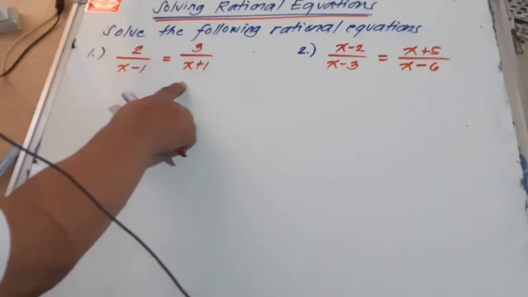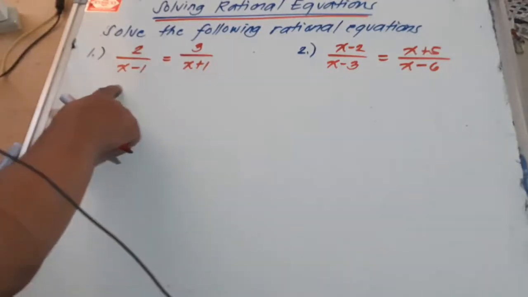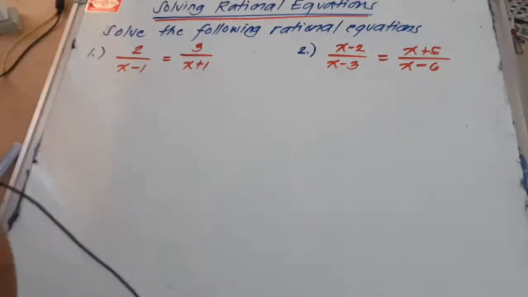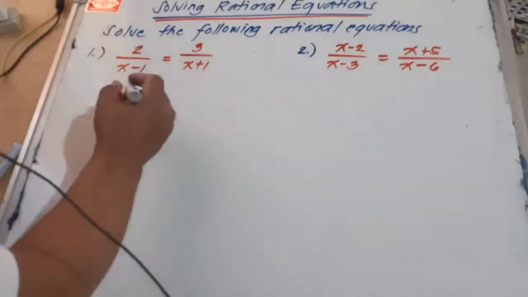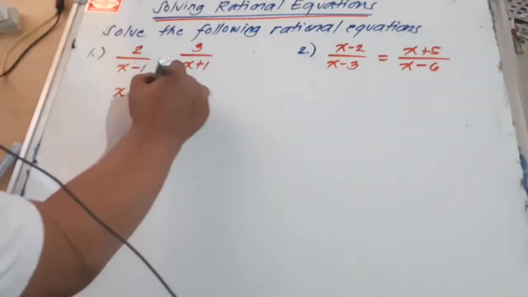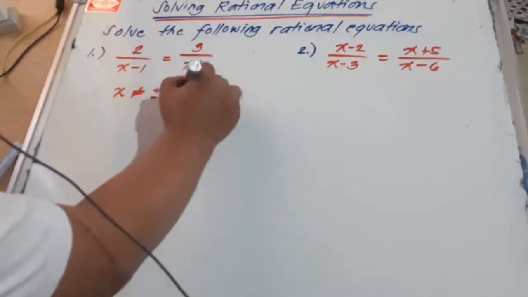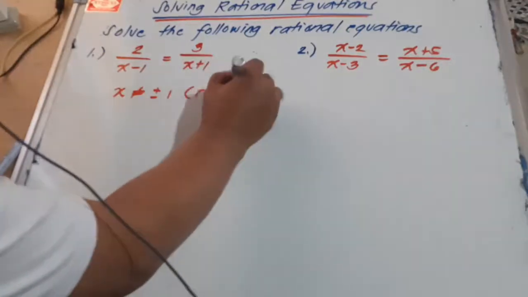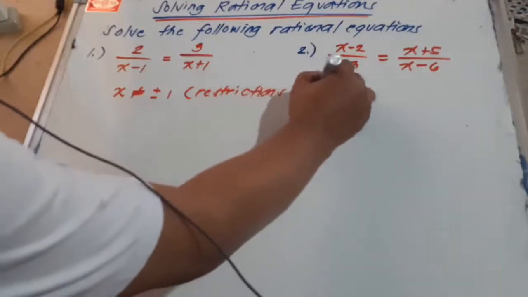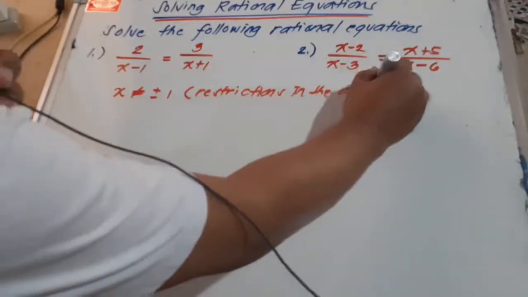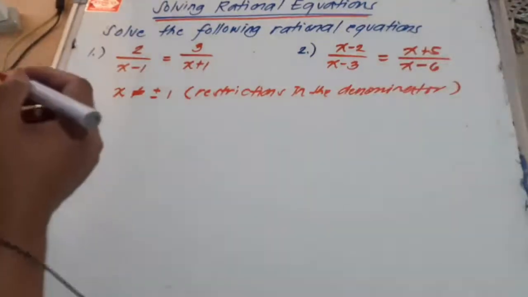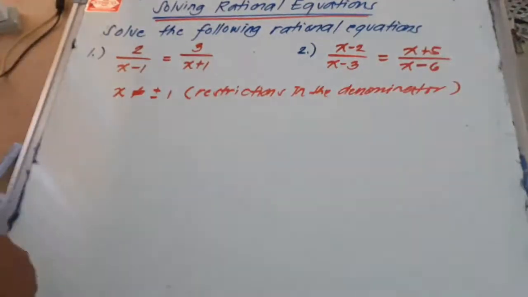Kasi pag nangyari yon, we're going to have a zero denominator dito sa kaliwa and zero denominator doon naman sa kanan. Therefore, ang ating restriction is x should not be equal to positive and negative 1. That is our restriction. Saan? Doon sa denominator. How did I obtain positive 1 and negative 1?